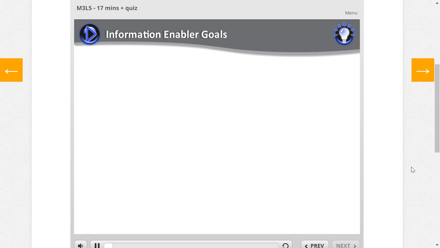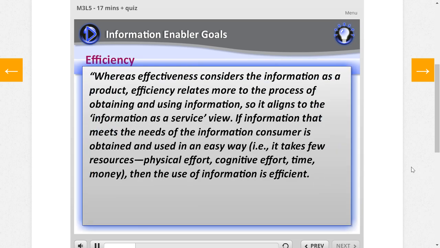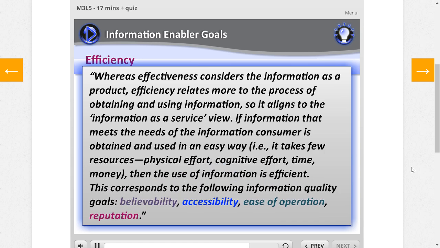The next of the COBIT 4 information criteria is efficiency. This maps to: whereas effectiveness considers the information as a product, efficiency relates more to the process of obtaining and using information, so it aligns to the information as a service view. If information that meets the needs of the information consumer is obtained and used in an easy way, i.e., it takes few resources, physical effort, cognitive effort, time, money, then the use of information is efficient. This corresponds to the following information quality goals: believability, accessibility, ease of operation, reputation.